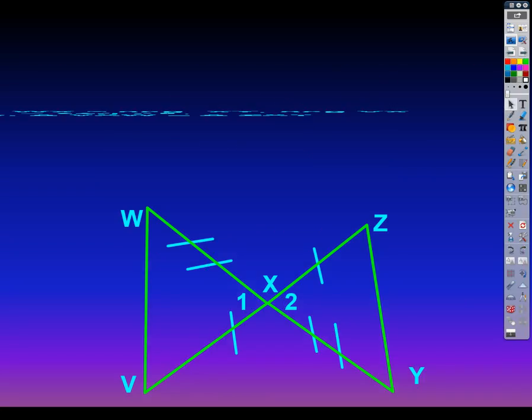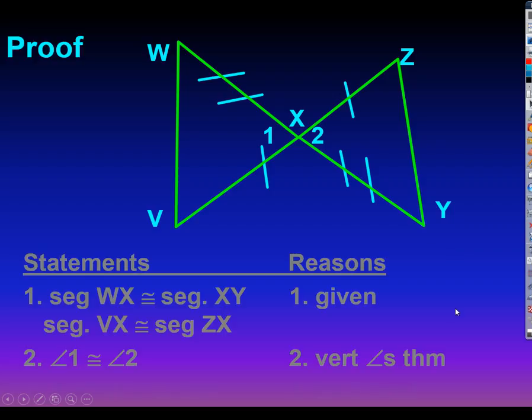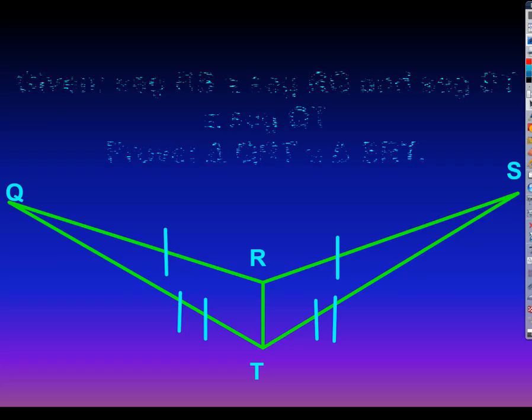And so if we wanted to write this up as a proof, we've got this given information, but then we could say that angles 1 and 2 are congruent by vertical angles theorem, and then I have side, angle, side, right? SAS proves the triangles are congruent. Okay. Okay, what about this one?